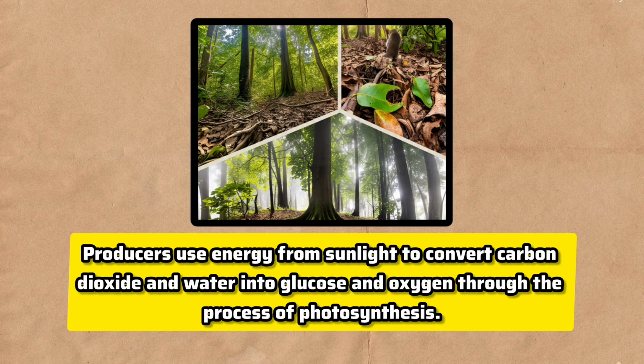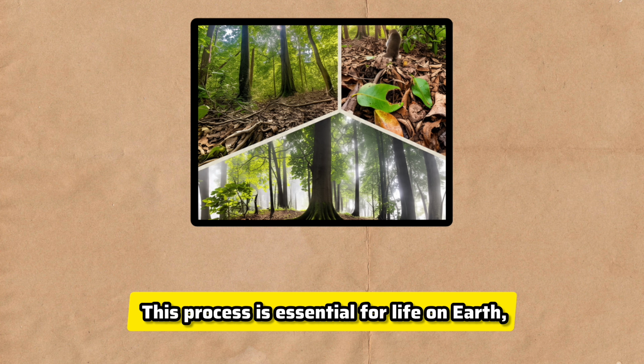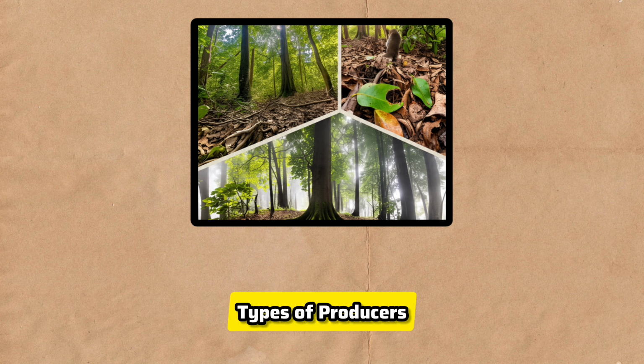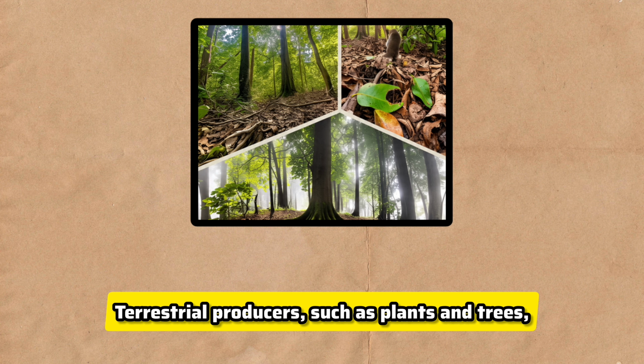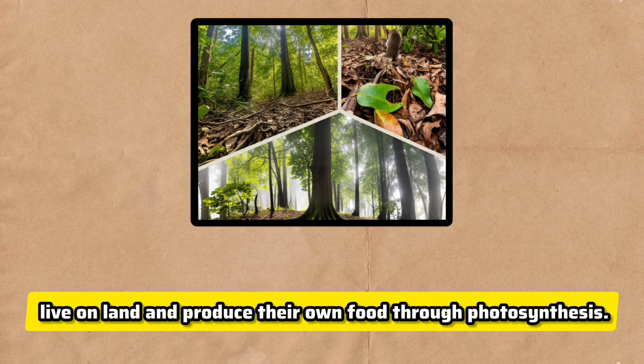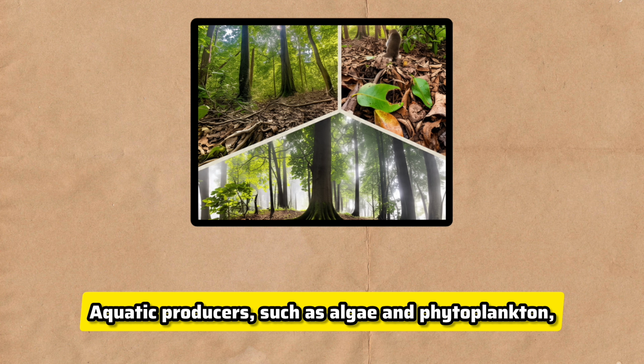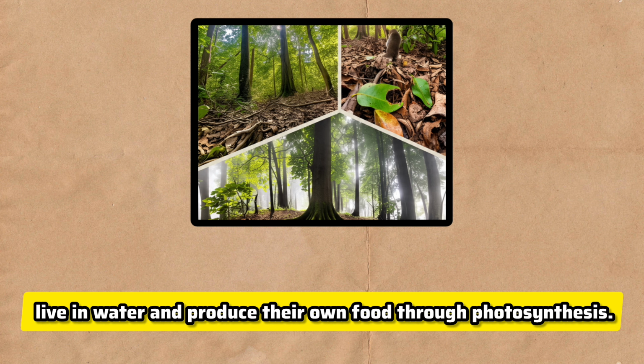Producers use energy from sunlight to convert carbon dioxide and water into glucose and oxygen through the process of photosynthesis. This process is essential for life on Earth, as it provides energy and organic compounds for the food chain. Types of producers. 1. Terrestrial producers. Terrestrial producers, such as plants and trees, live on land and produce their own food through photosynthesis. 2. Aquatic producers. Aquatic producers, such as algae and phytoplankton, live in water and produce their own food through photosynthesis.